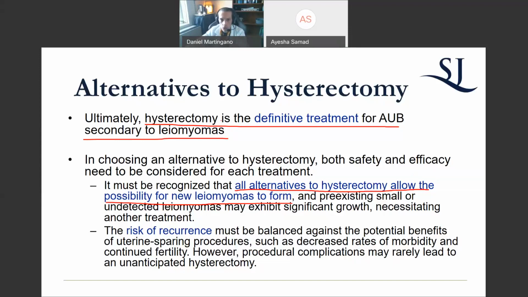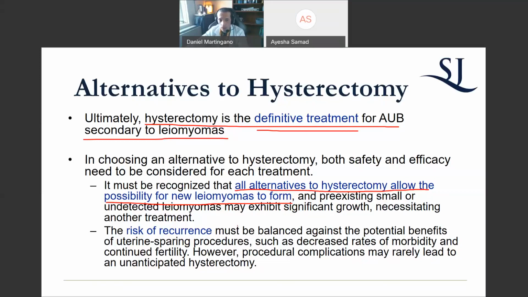It's not just structural abnormalities, get surgery. You can do things and be creative about how you approach this in accordance with the goals of the patient. But make no mistake, the definitive treatment is hysterectomy.